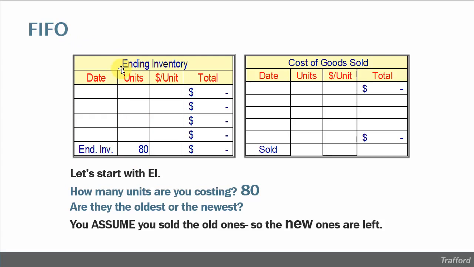Under FIFO, we assume that you sold the oldest stuff, that the letters are describing what got sold, not what is left. So the assumption is that you sold the oldest items, so we're going to assume that your ending inventory all consists of the newest possible items. So I would actually write the word newest here at the top of the schedule so that I keep it straight. So for FIFO, we're looking for the newest 80 units, and those costs are what we'll be taking here. So with FIFO, you're starting at the bottom of that cost reconciliation schedule.